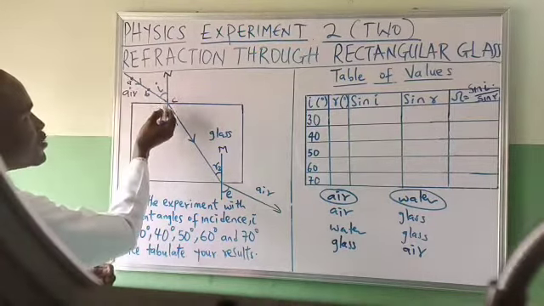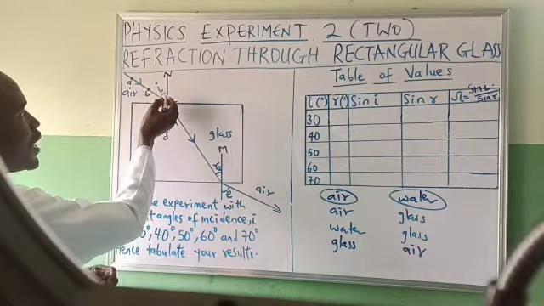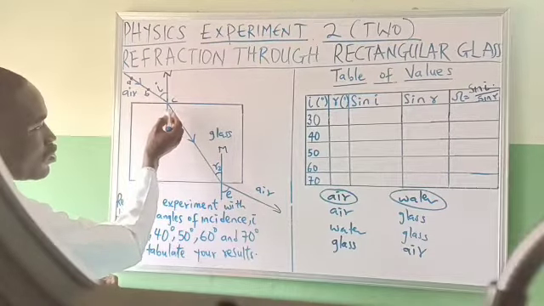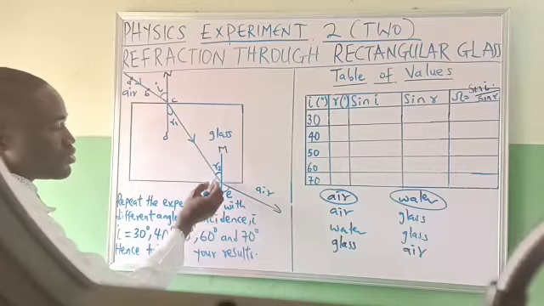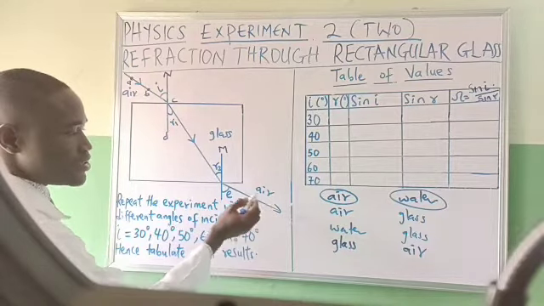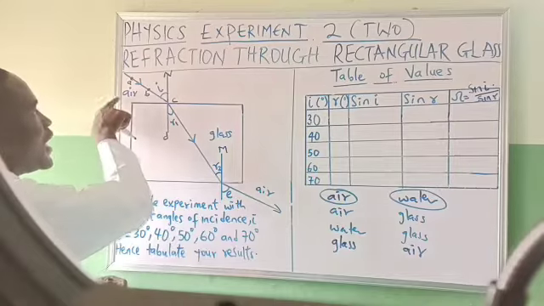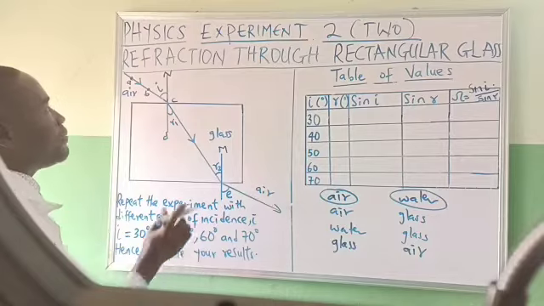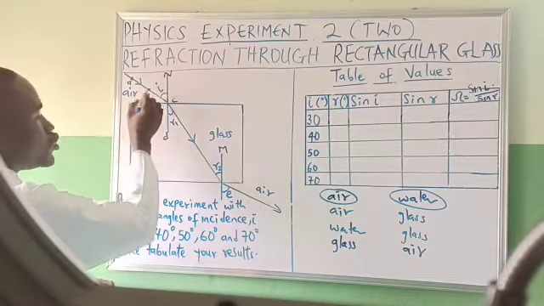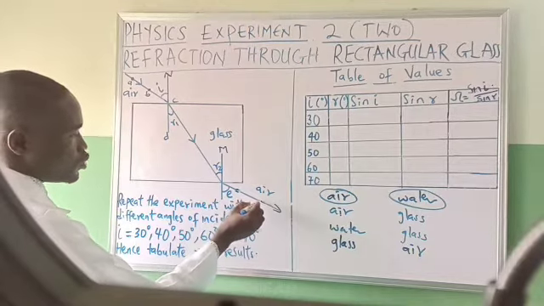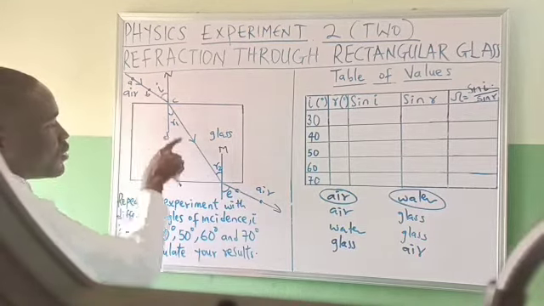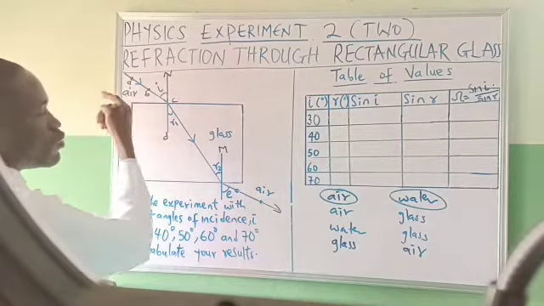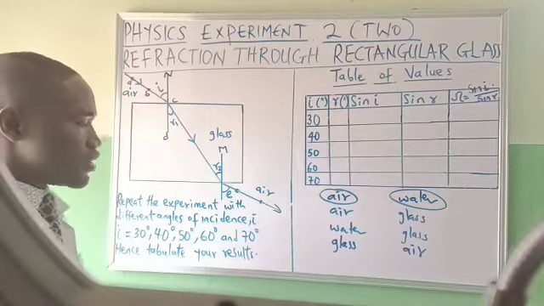Here is your incident ray, here is your normal, here is your incident angle, your refracted ray, your refracted angle, your emergent ray, your emergent angle. Here is your air part, here is the glass part, here is your air part. Here is where you put your pins. You put two pins here. Then, as you are putting this, you put it such that you cover the first two pins. That is when you say you have gotten it.